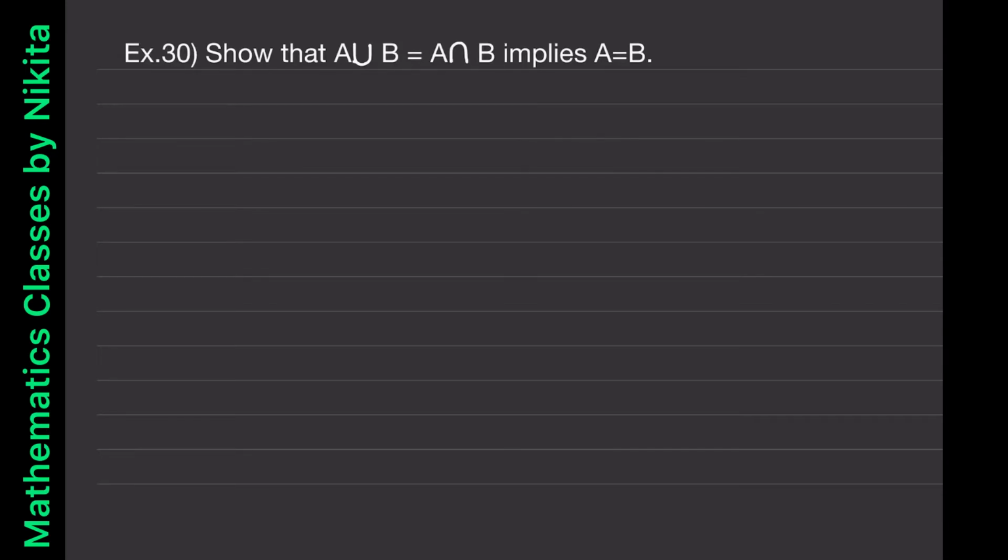So it is given that A union B is equal to A intersection B, and you have to show that A is equal to B. First we will write what is given to us. So given is that A union B is equal to A intersection B, and we have to show that A is equal to B.